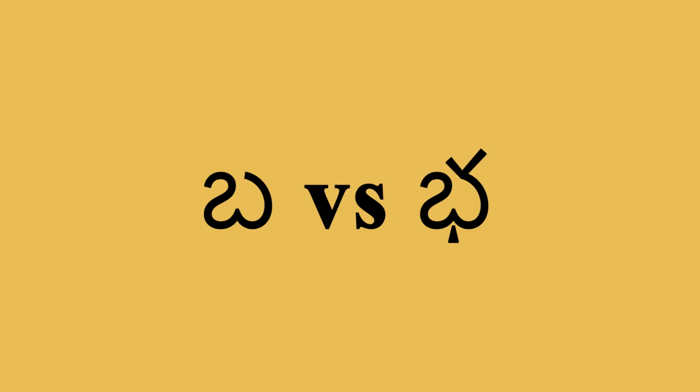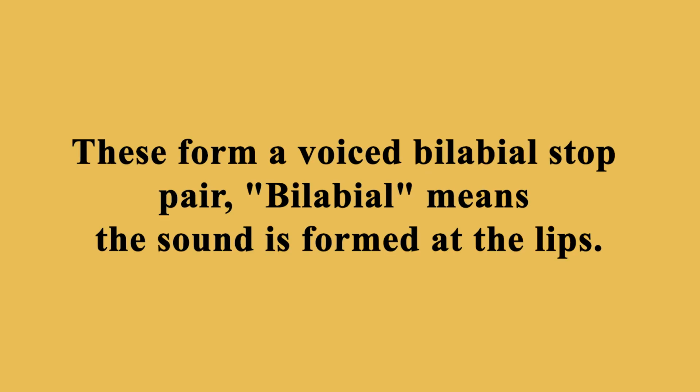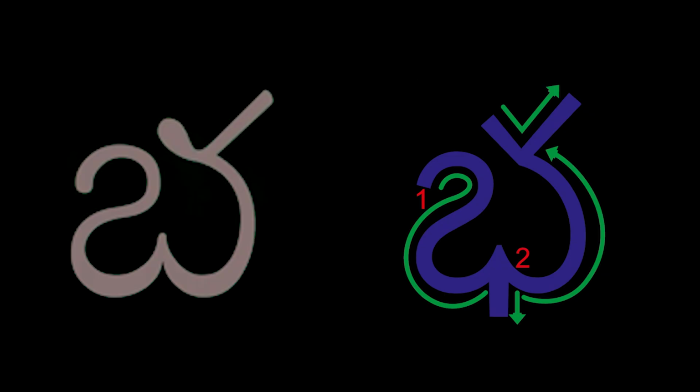Now, let's look at our first pair of Ba and Bha. These form a voiced bilabial stop pair. Bilabial means the sound is formed at the lips. Please look into the grapheme and the animation.